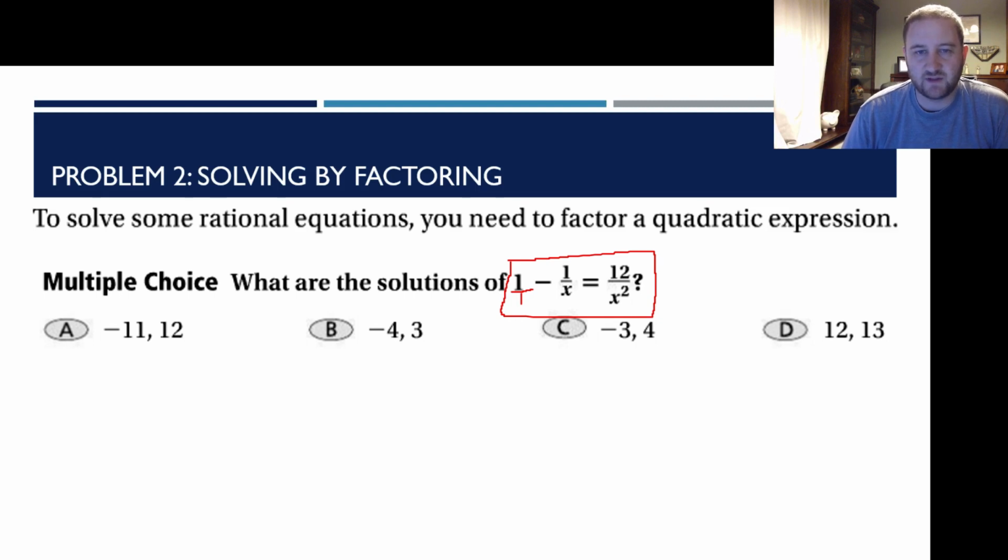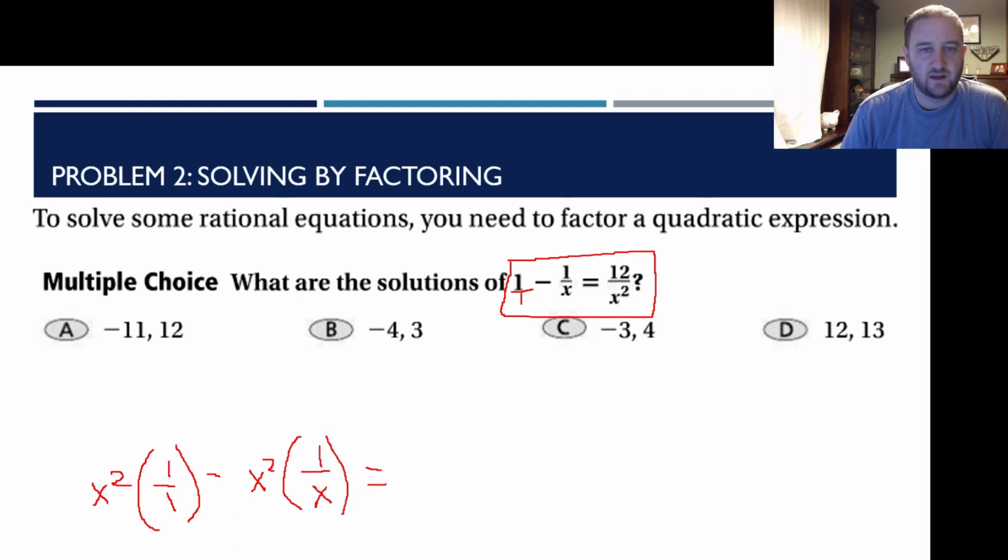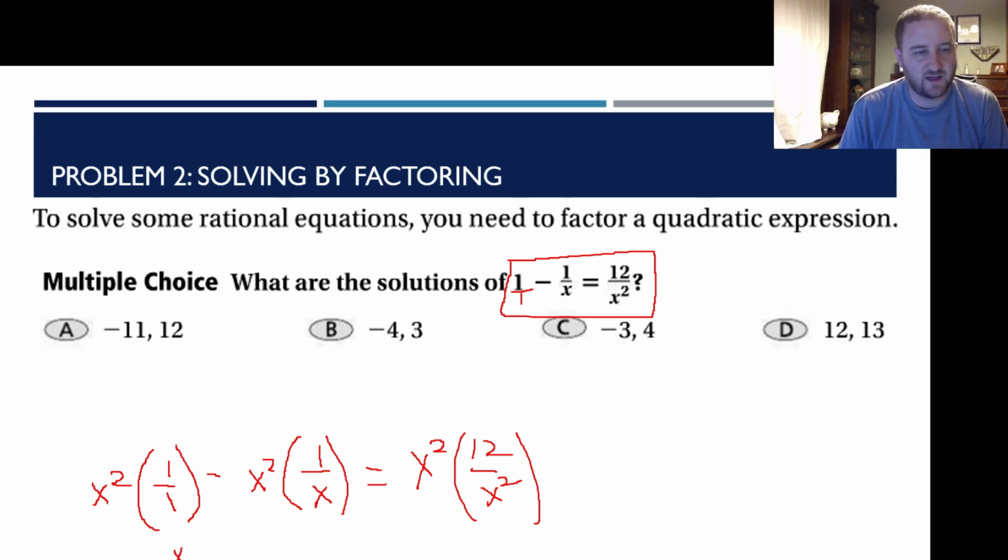Our least common multiple is just going to be x squared, right? So we're going to do x squared times 1 over 1 minus x squared times 1 over x equals x squared times 12 over x squared. Okay? x squared times 1 over 1 is just x squared. Here, one of these x's will cancel out, so I just have x over 1. So this is just going to be x. And then that's equal to, here our x squareds cancel out, so I get 12.